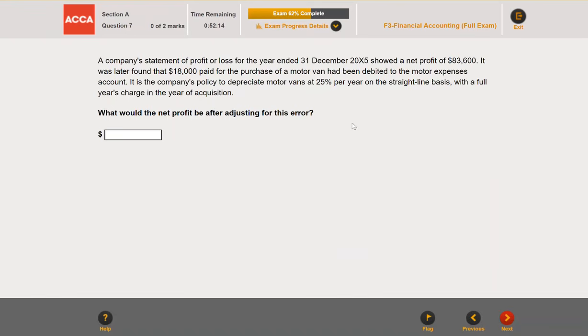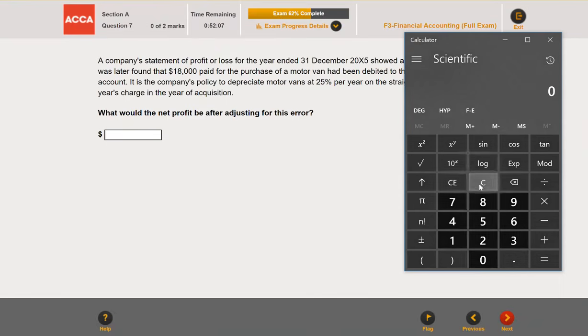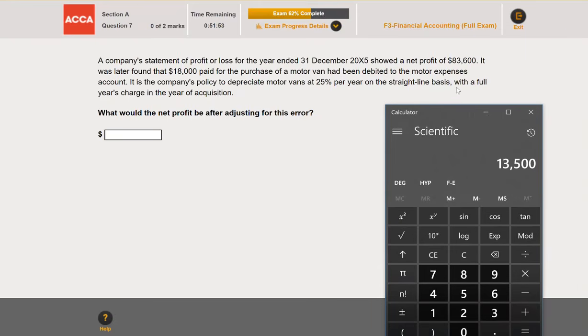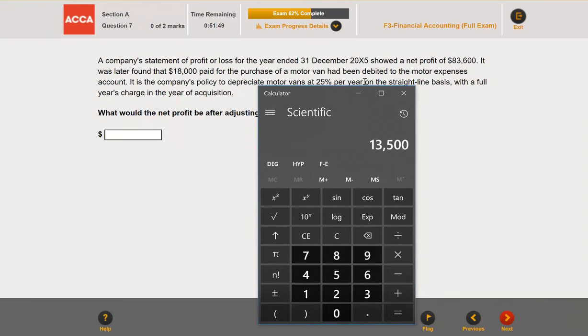When you have questions like this, the best way to do is to calculate the net book value of the asset. The net book value, the remaining value of the asset, has not been included in the financial statements, so that is the difference of the profit. So if I multiply this by 0.75, it should give me the remaining value of the asset. And the depreciation is full year charge, so it means not dividing by months. So if our current profit is 83,600, we add that with the current profit, it should give us correct profit now, which is 97,100.